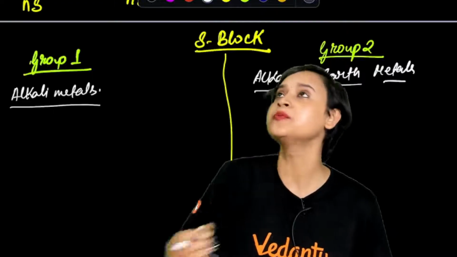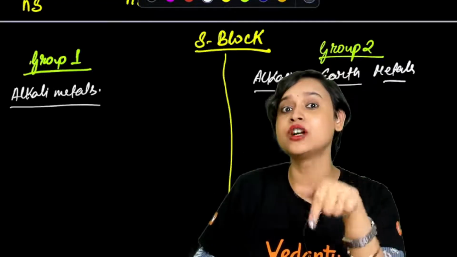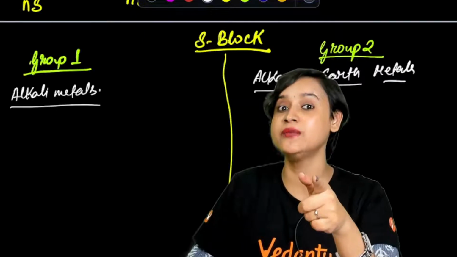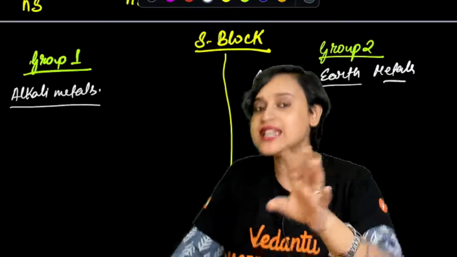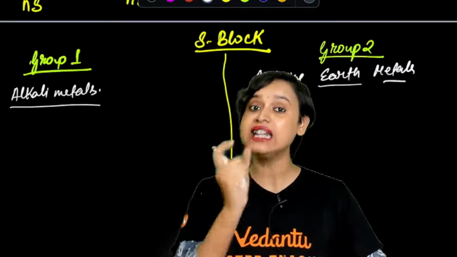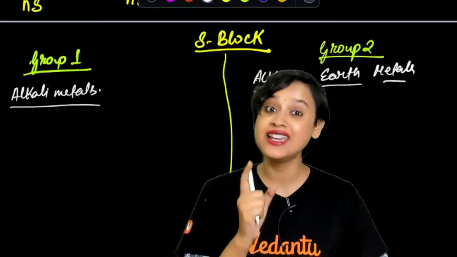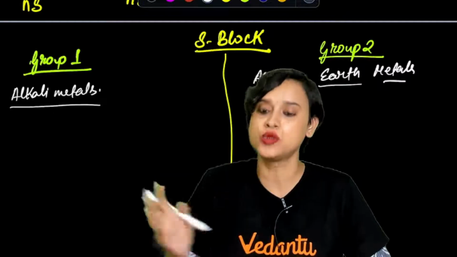Are you getting my point? Just like in the d and f block, we read that zinc, cadmium and mercury are not transition elements, but they are d block elements. Am I right, everybody? So very similarly, beryllium is not an alkaline earth metal, but yes, it is a Group 2 element for sure.